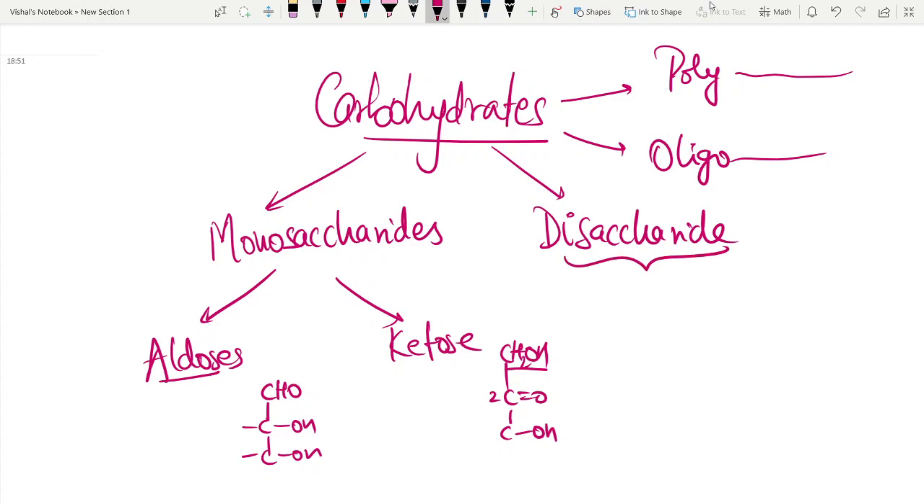Disaccharides are made up of monosaccharides, which could be aldose or ketose, joined together. For example, sucrose is a molecule which is made up of glucose and fructose. And then there are oligosaccharides, no common example, and polysaccharides like starch or cellulose, which are made up of glucose units. So let's begin our discussion on how to identify these carbohydrates. What are the tests which are used in the laboratory to identify these carbohydrates?